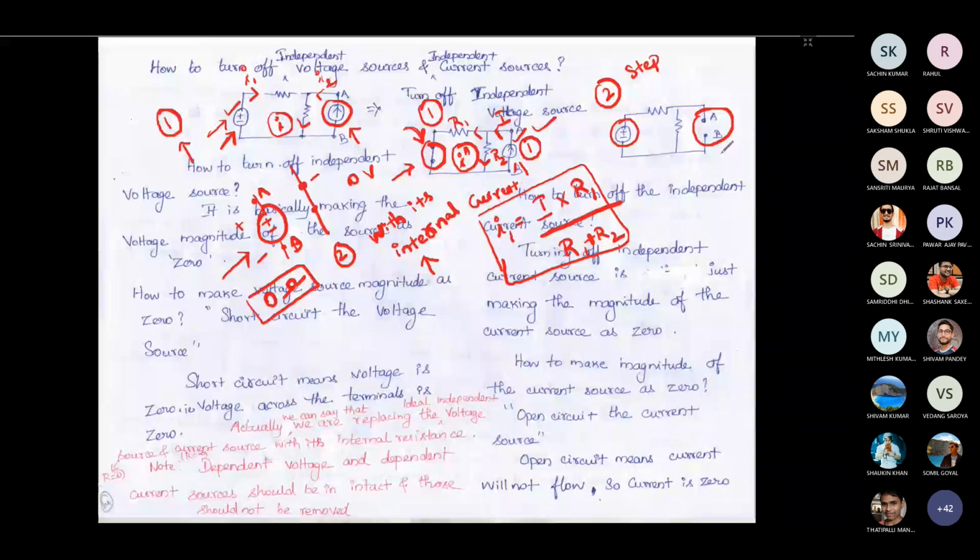In another way, you can say that we have to replace the current source with its internal resistance. The current source internal resistance is infinite. For an ideal independent current source, we discussed that the internal resistance is infinite. So what we are doing, we are replacing this current source with its internal resistance. The internal resistance of the ideal independent current source is infinite. So we have represented it as an open circuit here.